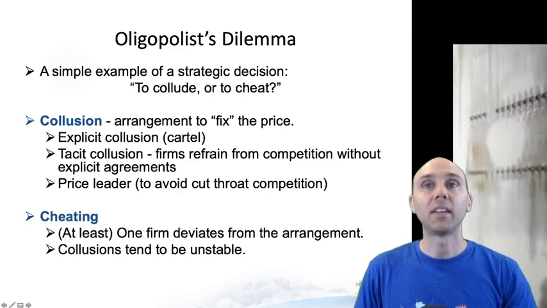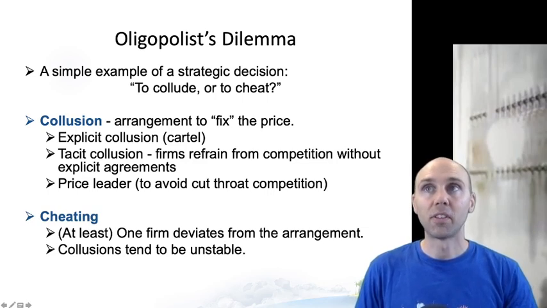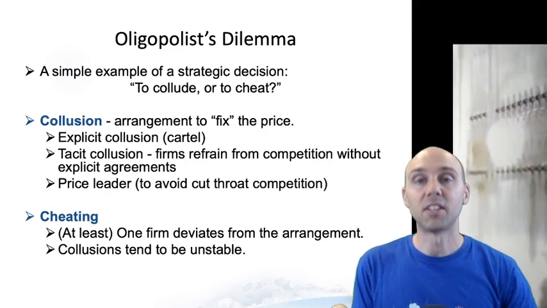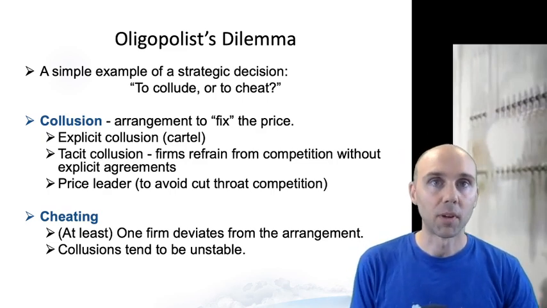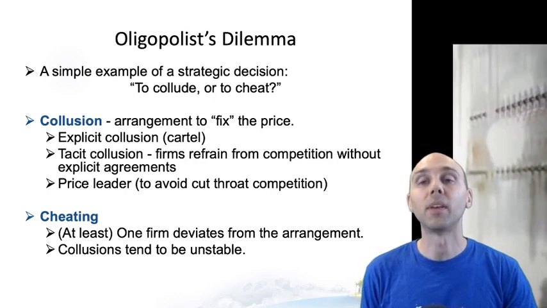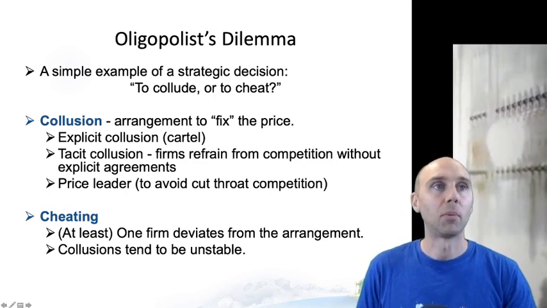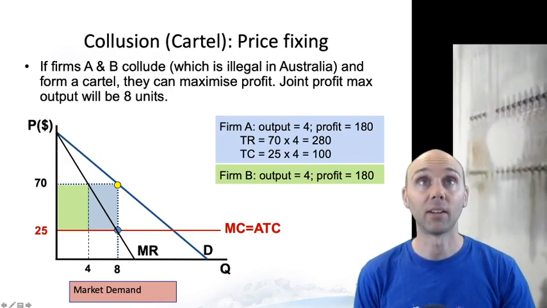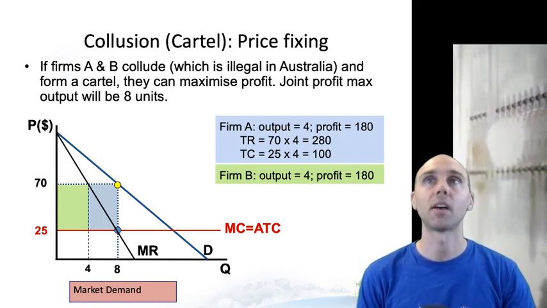Well, I mean that at least one firm deviates from this sort of arrangement, whether it be explicit or implicit. And this incentive to cheat, to deviate from the arrangement, is what leads coalitions and cartels to generally being unstable, unable to be maintained in the long run. So let's look at collusion in the case of price fixing, which is illegal, but you know how things are.